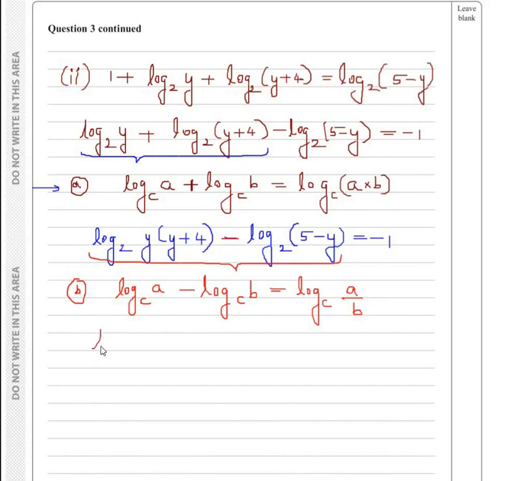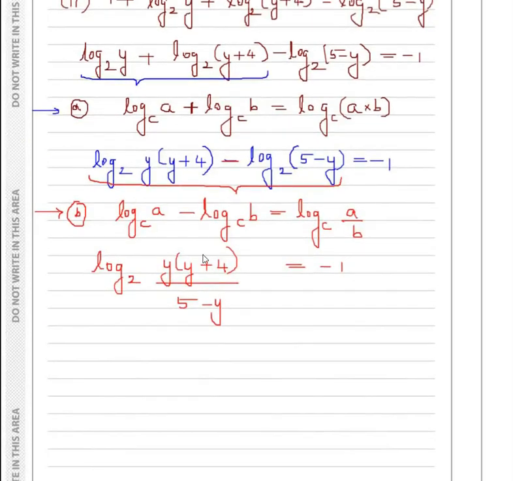So I can simply make use of the second logarithm property and write it as log of (y plus 2) over (y minus 1) to the base 2 is equal to -1. So this is the second property we have made use of.